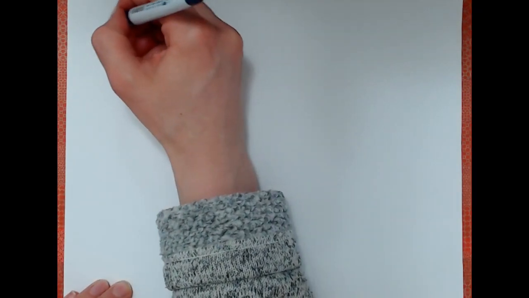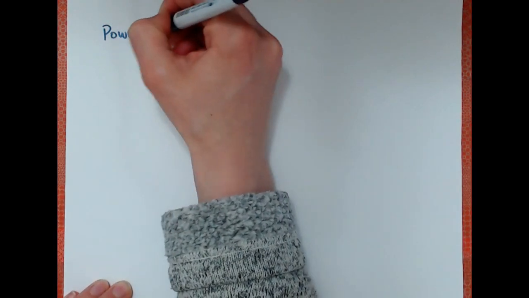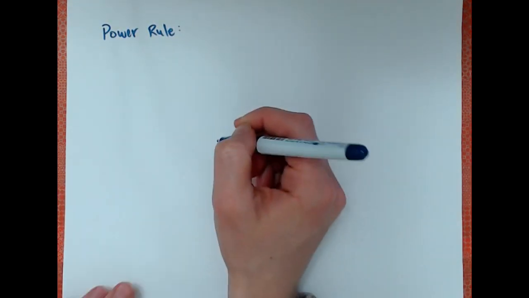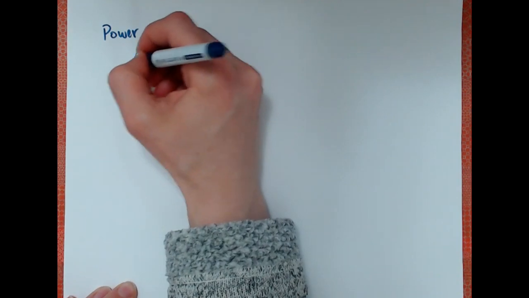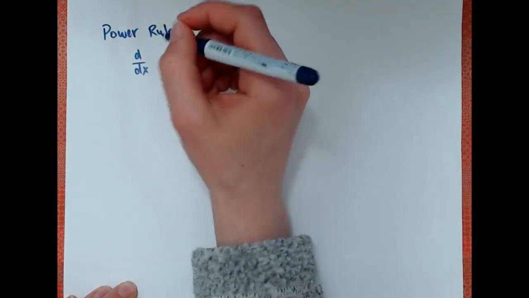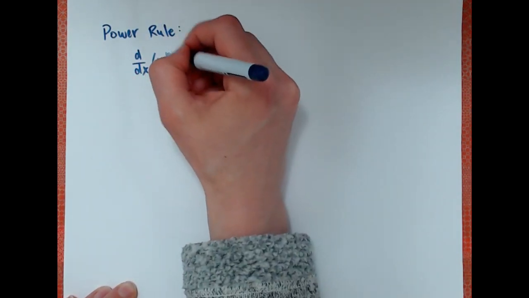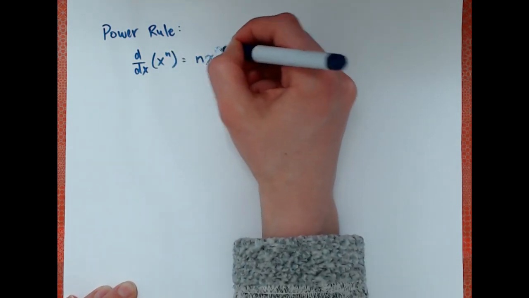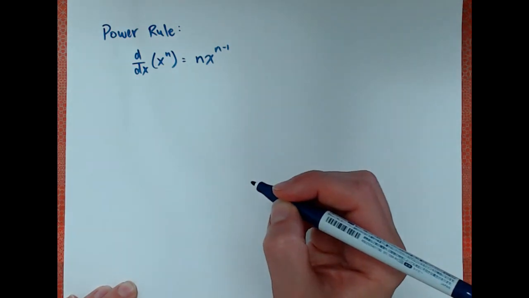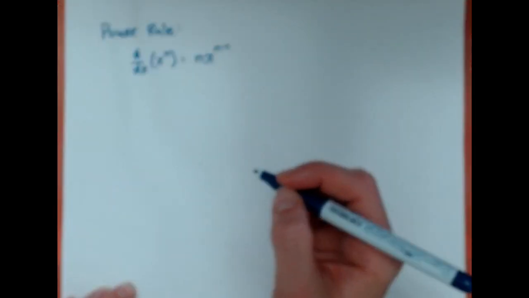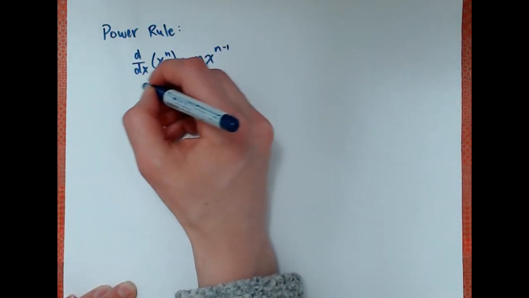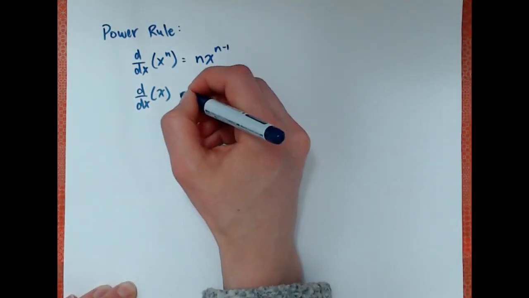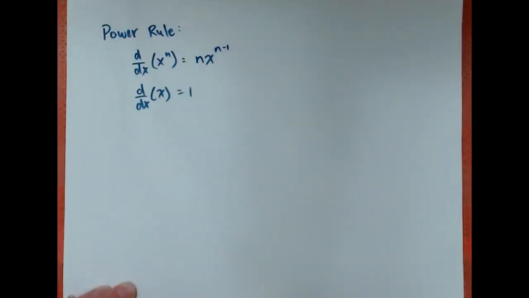So the first one is the power rule. This is the one that we derived in the last video, but this is a better notation for it. So the derivative with respect to x of x to the power n is equal to n x to the power of n minus 1. If you're taking the derivative with respect to x of just x, then that is equal to 1.